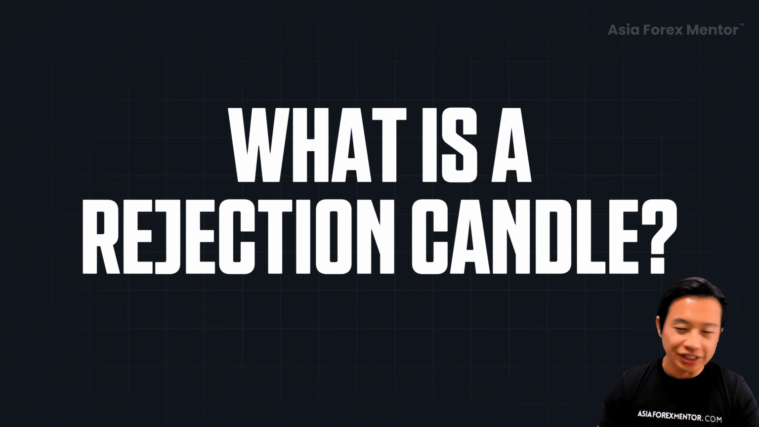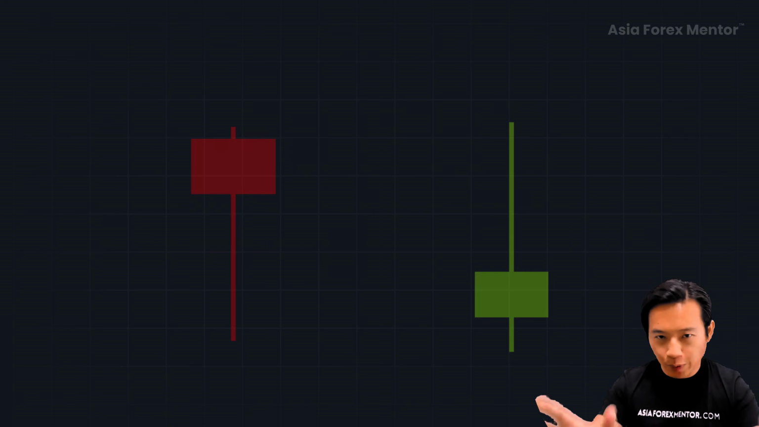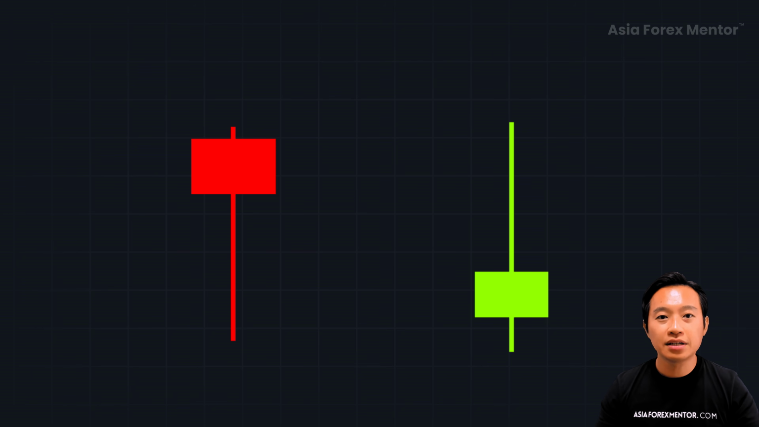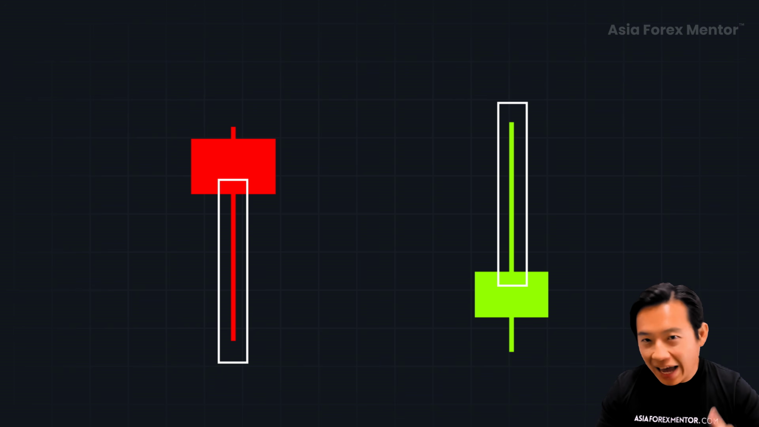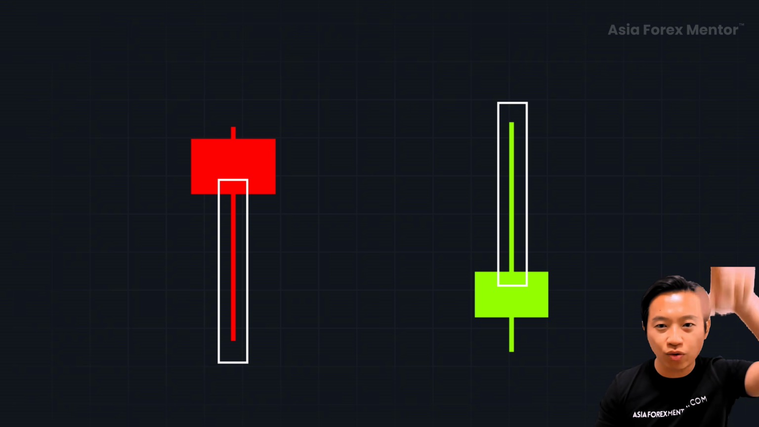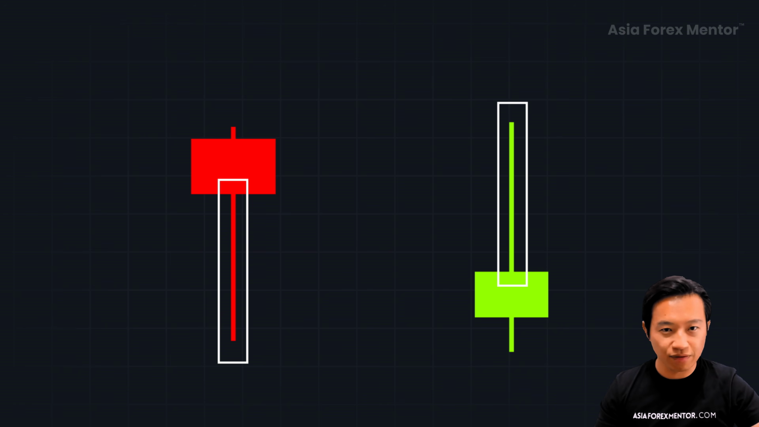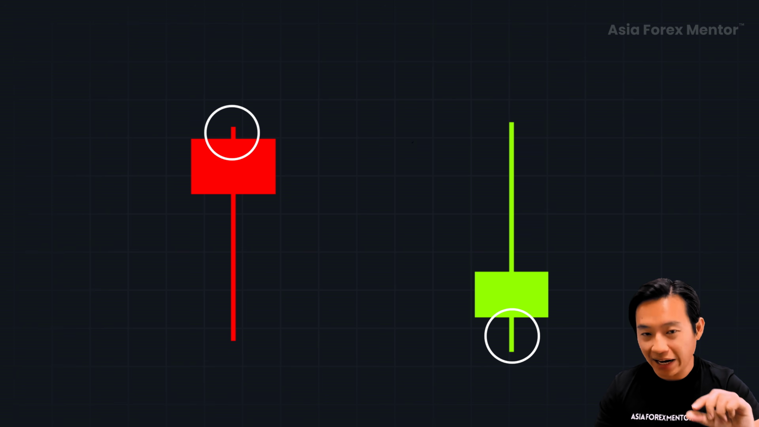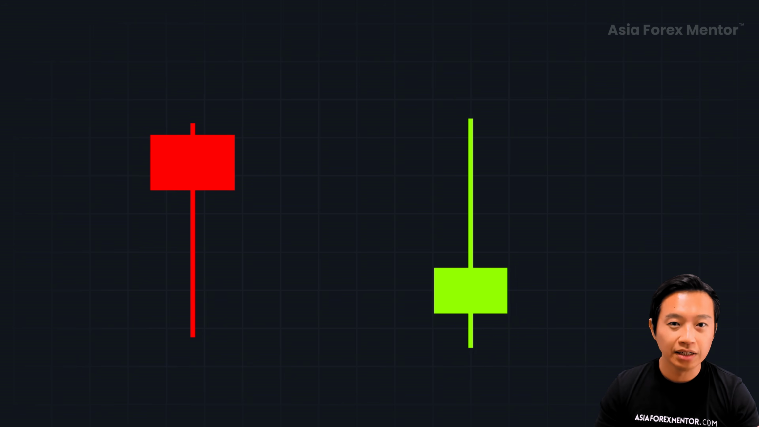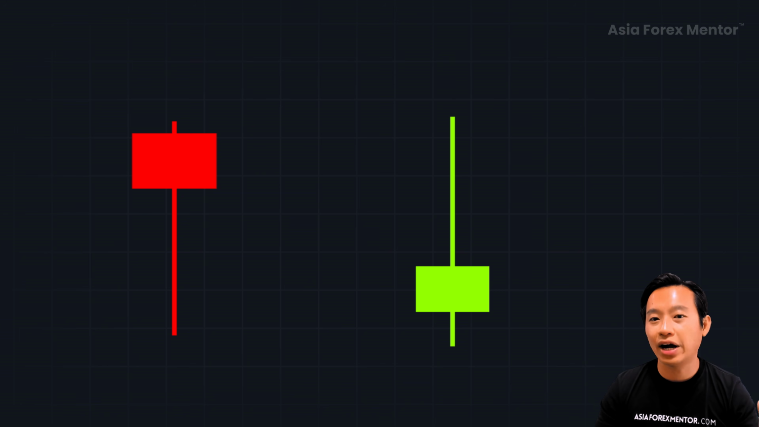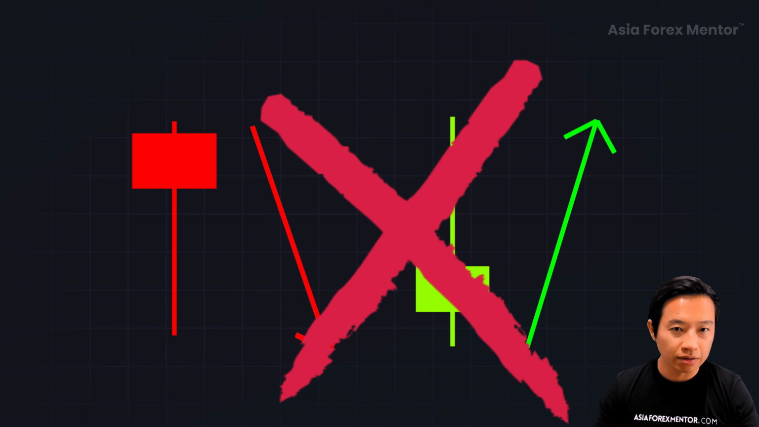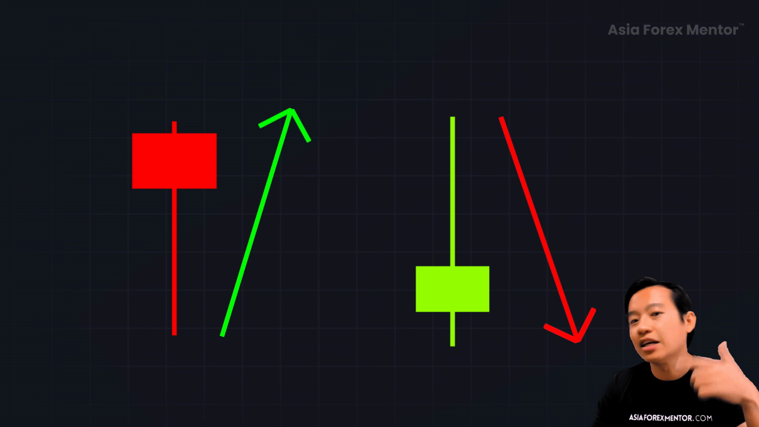What is a rejection candle? Let's break this down, right? When you look at the charts, you see candles that show how the price moves over time, right? The rejection candle happens when one side of the candle has a long wick, a long shadow, much longer than the other side. This long wick shows that the market tried to push the price higher or lower, but couldn't hold it. And then the price turned around.